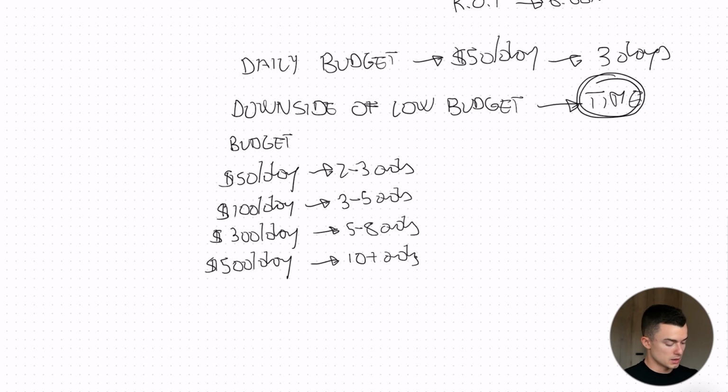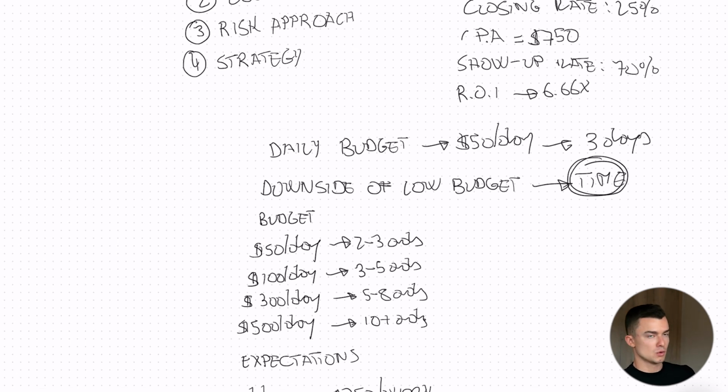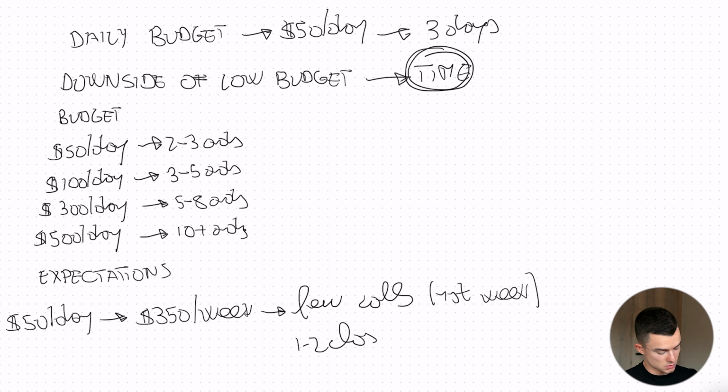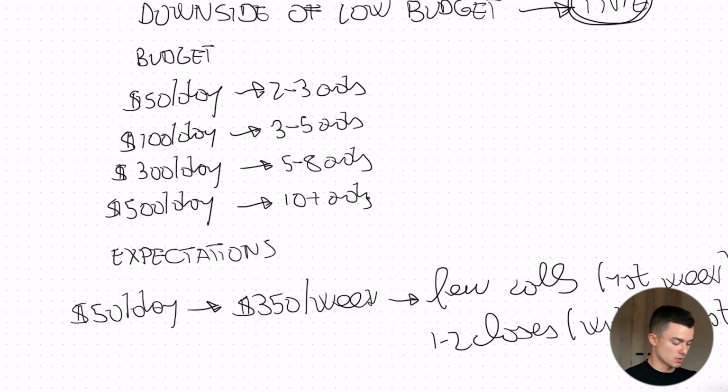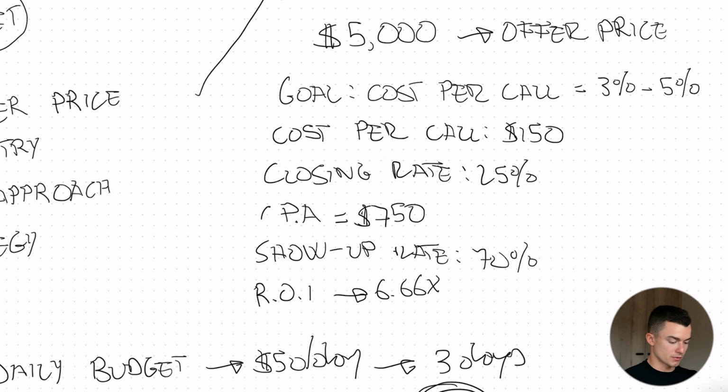Okay? If we talk about the expectations that you should be having, if you spend $50 a day, which is $350 a week, and if you sell an offer that is between, I would say, $2,000 to $5,000, then within the first week, I would already expect to get the first few calls, and I would assume to get the first 1 or 2 closes within first 30 days. Now, let's say, for example, that you are running ads for $50 a day, you're running ads to the VSL strategy, and you sell an offer for $5,000.